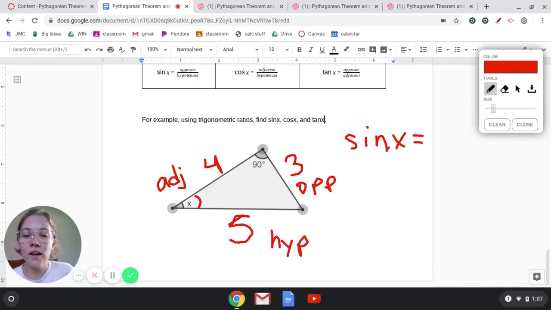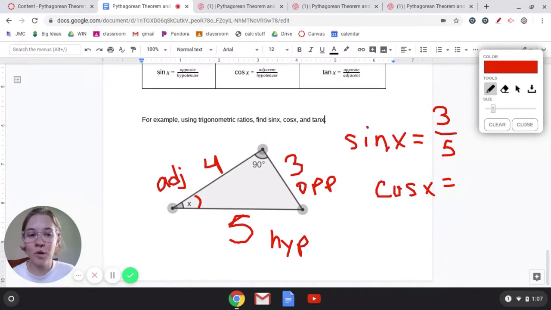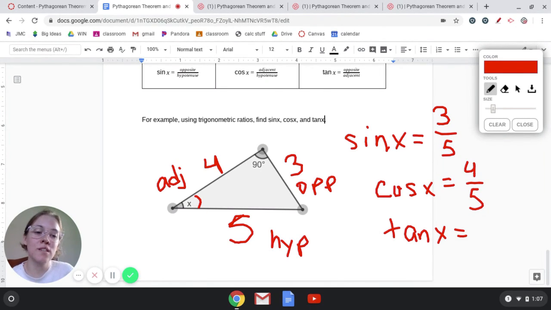So sine of x is opposite over hypotenuse, which is 3 over 5. Cosine of x is the adjacent side over the hypotenuse, which is 4 over 5. Lastly, tangent of x is equal to the opposite side over the adjacent side, which is 3 over 4. And that's really the basics of this concept.